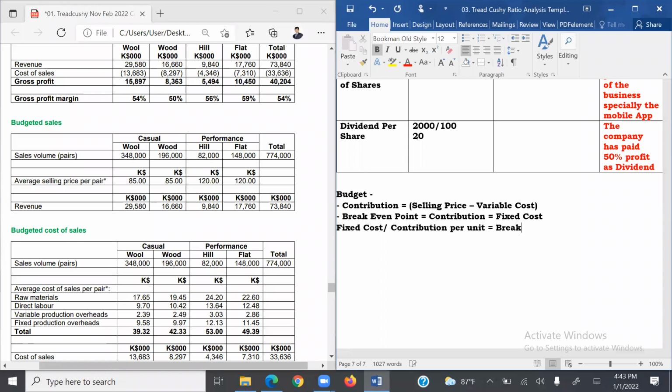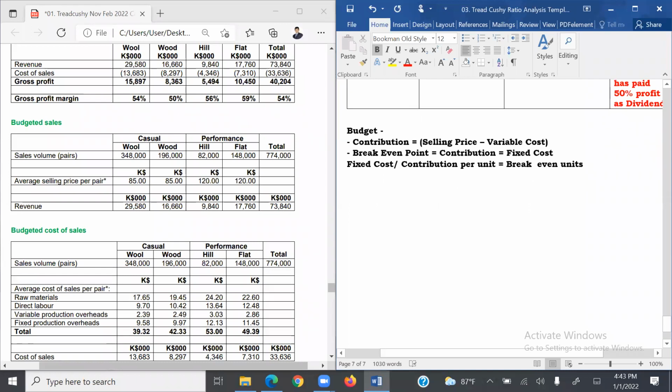That means this is a decision making, students. You need to know this before you decide any business. So contribution done, break-even point analysis is done. Margin of safety, students. Margin of safety, can someone tell me what is margin of safety, students?